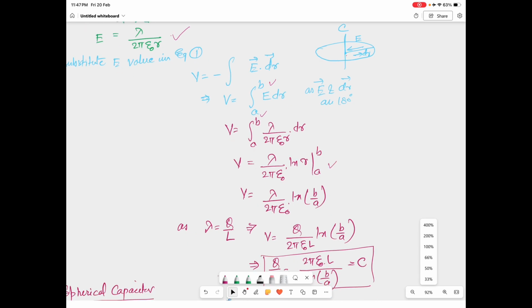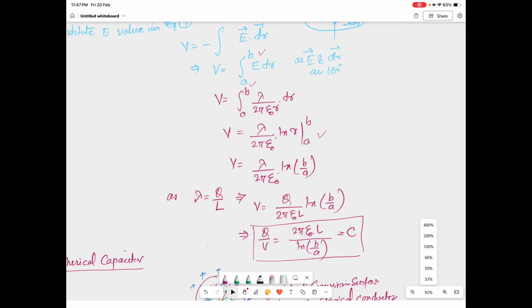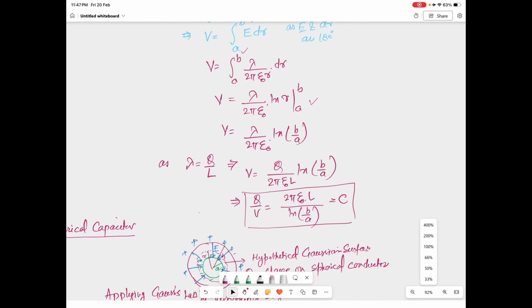So we have solved this and then we have substituted the value of lambda as Q by L, and Q by V is nothing but capacitance. We know this from the definition of capacitance, and we get the value of the cylindrical capacitor as 2 pi epsilon naught L divided by ln of B by A.